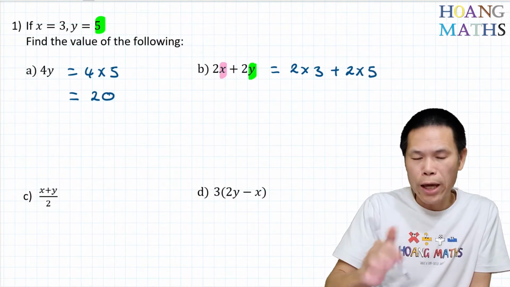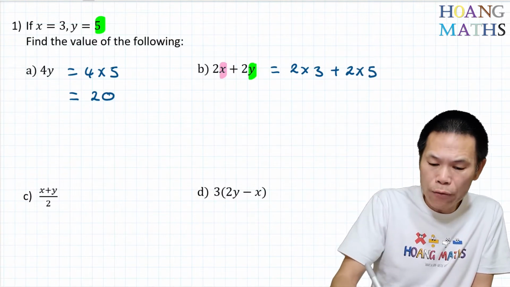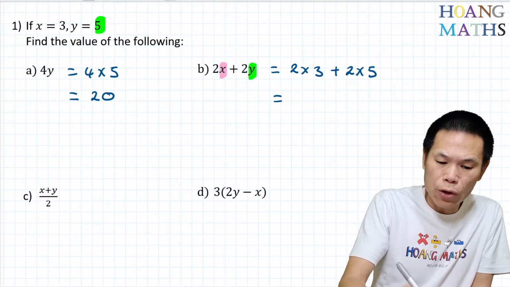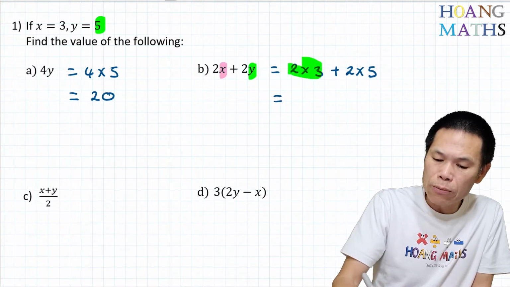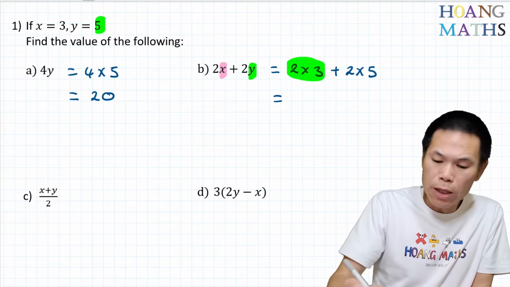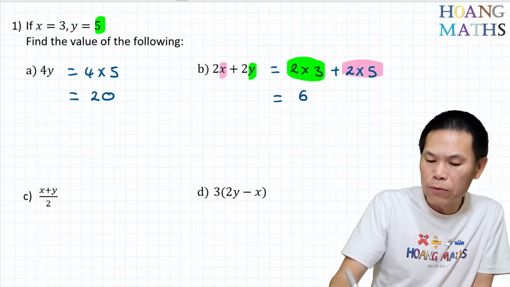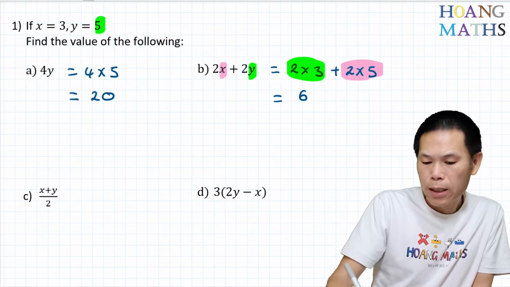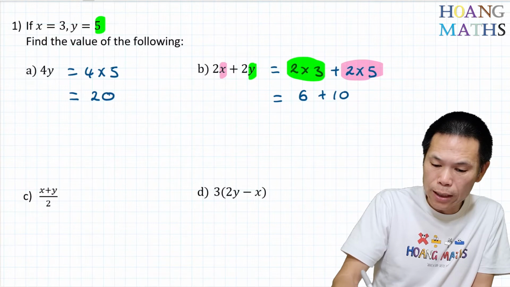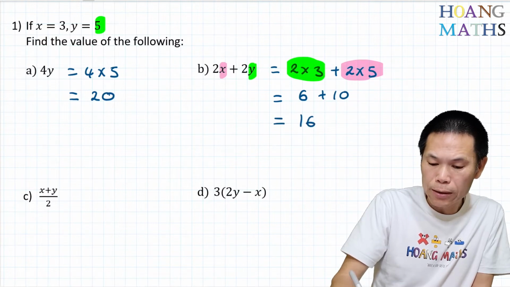Please do not forget, we need to do order of operations. First of all, let me do 2 times 3 first. That will give me 6. And then we have 2 times 5. That will give me 10. So 6 plus 10. The answer is 16.